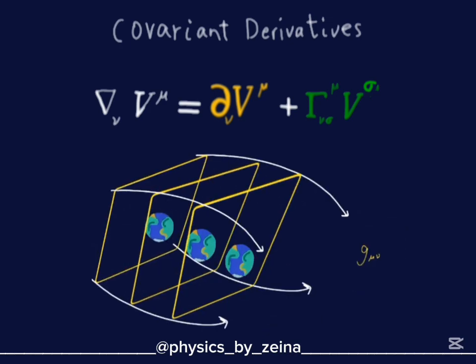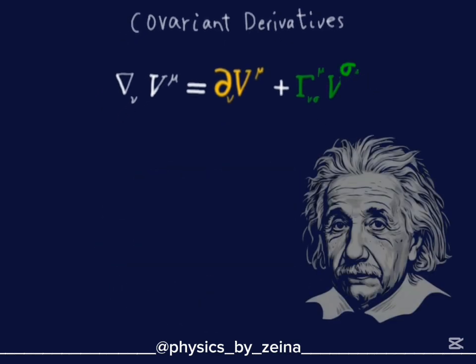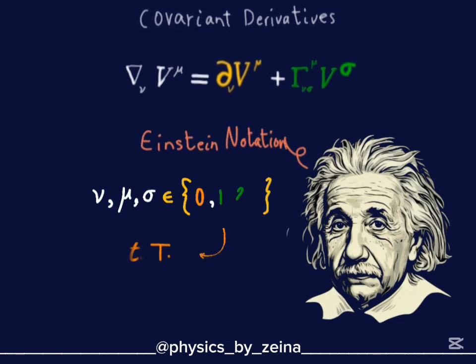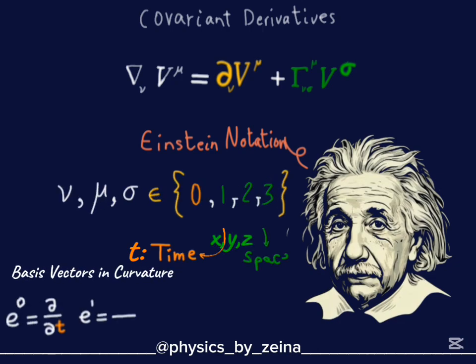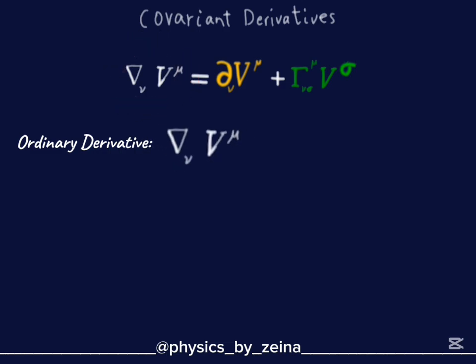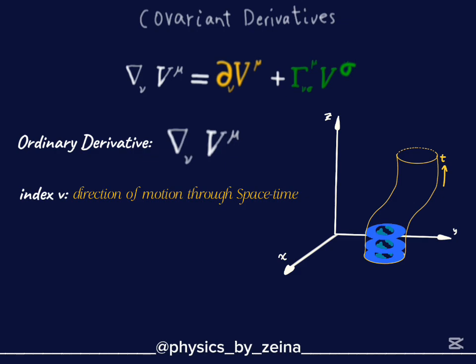curved space-time. This equation is written in Einstein's notation so that the indices can take values such as 0 for the temporal component and 1, 2, and 3 for the spatial components. The first part is the ordinary derivative, where the index ν indicates the direction of motion through space-time with respect to a chosen coordinate direction, depending on the value taken, 0 or 1.